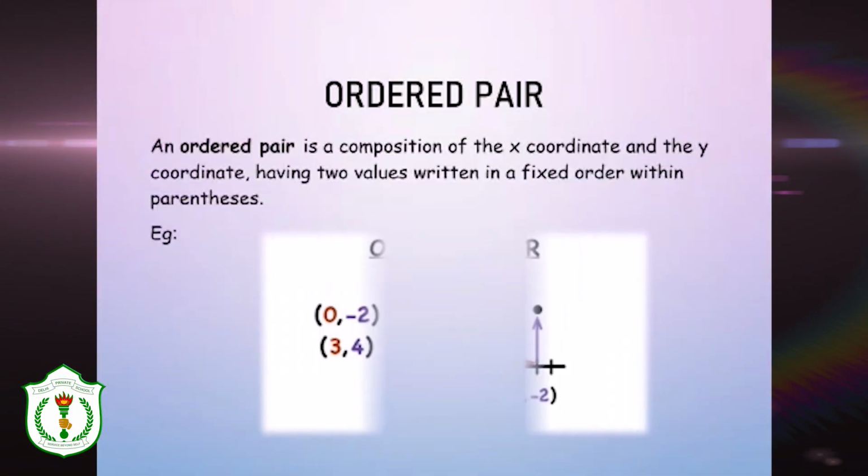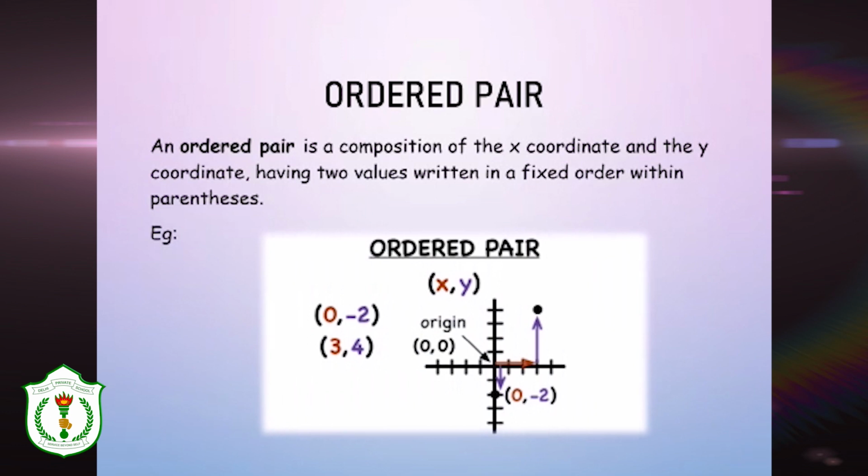Ordered pair. An ordered pair is a composition of the x-coordinate and the y-coordinate, having two values written in a fixed order within parentheses. This picture is an example, and here the red colored number represents the value of x and the purple colored number represents the value of y. The value of x, which is 0, and the value of y, which is -2, together inside the parentheses form an ordered pair.